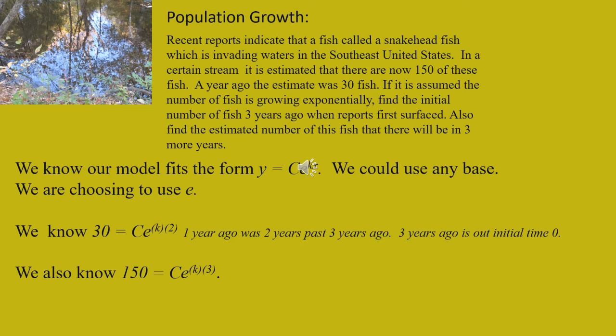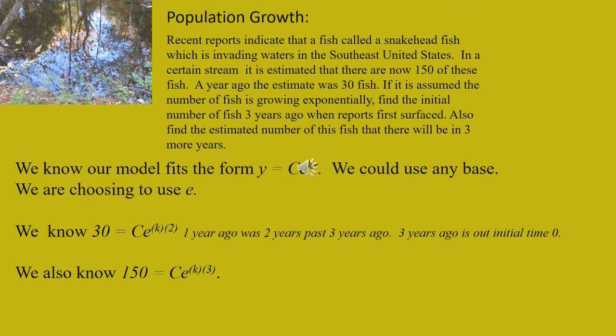So we have solved for our exponential model that is modeling the growth of the population of these fish. The leading coefficient is 1.2 and the k was 1.609. So 3 years ago there was approximately 1.2 fish in the stream, and the population was growing continuously at a rate of 160.9%. That's what 1.609 is if you turn it into a percent, 160.9%.